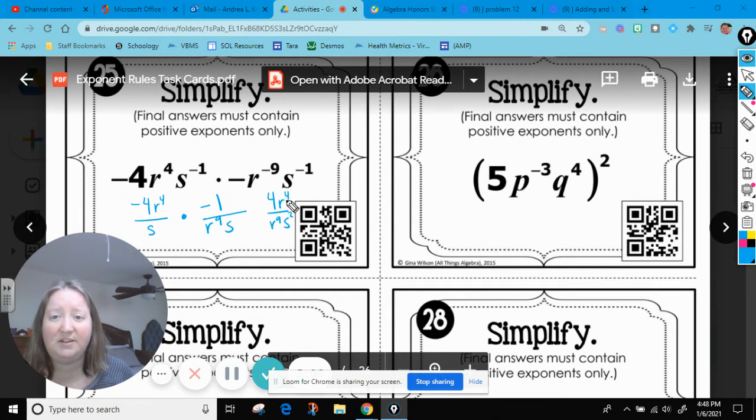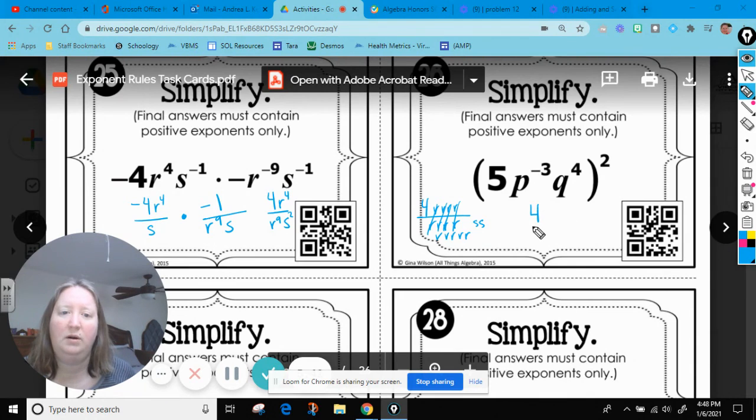Now, if you have a variable with exponents on both the top and the bottom, you're not simplified yet. You could spread it out: 4 r's, 1, 2, 3, 4. And then down here in the bottom, you could have 9 of them: 1, 2, 3, 4, 5, 6, 7, 8, 9, and then 2 s's, but there's no s's up here. So cancel, cancel, cancel, cancel. And I'm left with 1, 2, 3, 4, 5 r's on the bottom and 2 s's on the bottom as well.